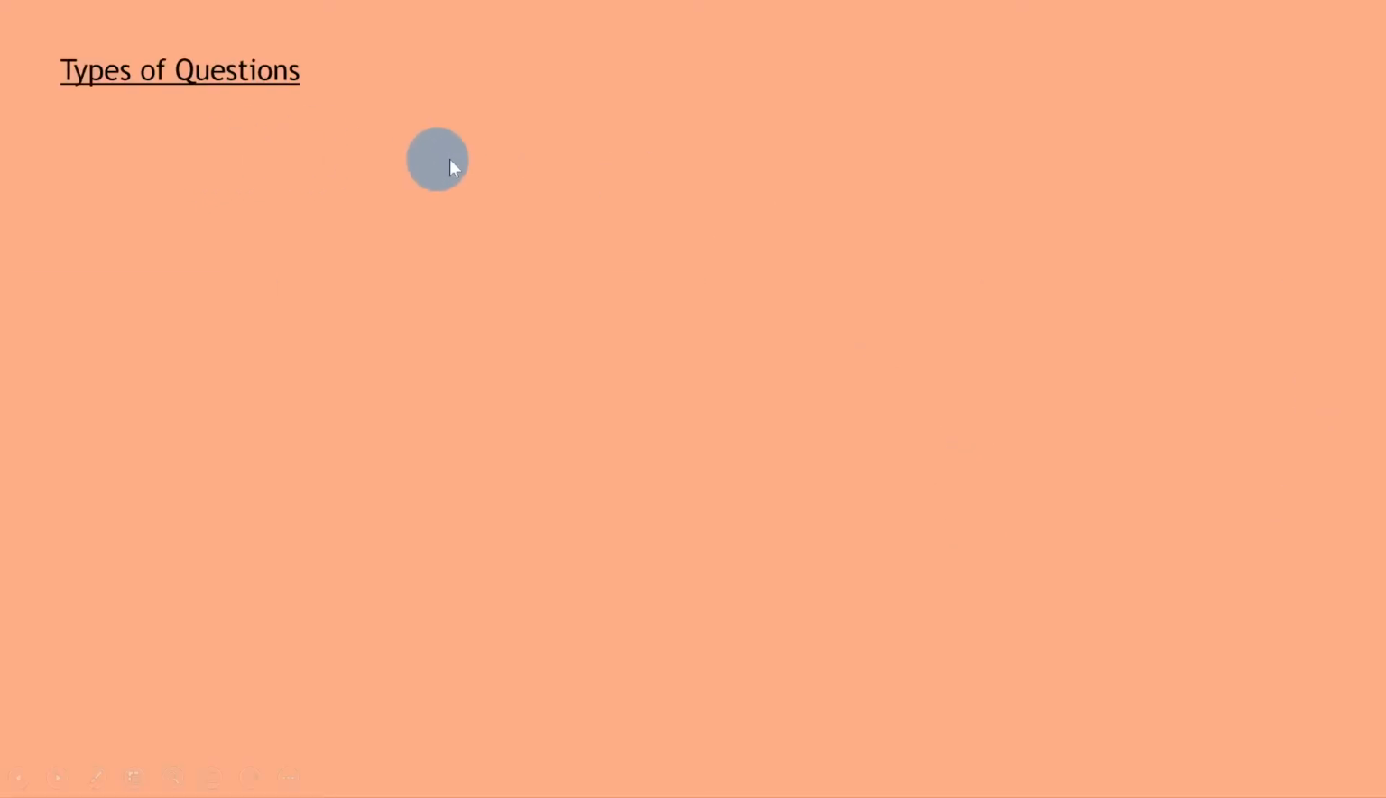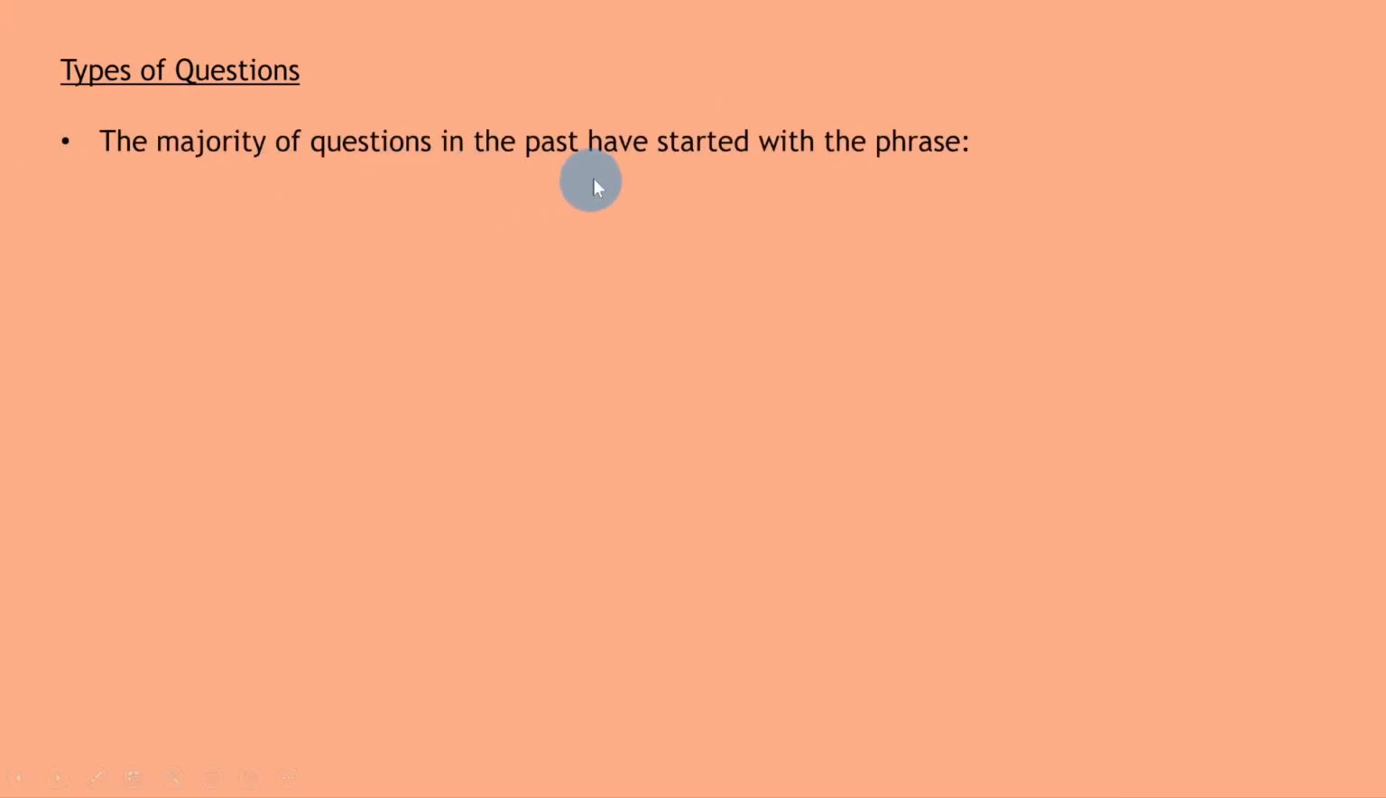So what types of questions have come up before? Well, I went through all the past papers for National 5, Higher and Advanced Higher Physics, and I looked at the kind of questions that they were asking. The majority of questions I found in the past have started with the phrase "using your knowledge of physics, comment on". So they usually want you to comment on something. And here's a list of all the things they've asked you to comment on in the past.